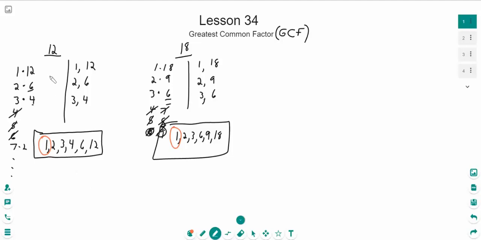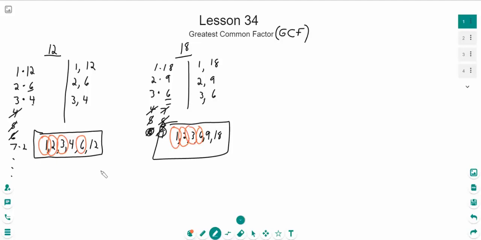So, of course, it'll be a common factor between 12 and 18. Next, we do have 2's in both of these, so a 2 would be a common factor. 3 is actually also a common factor. A 4, they don't share. So 4 is not. A 6 they do, so a 6 is also a common factor. And then they don't share a 12, and they certainly don't share a 9 and an 18.